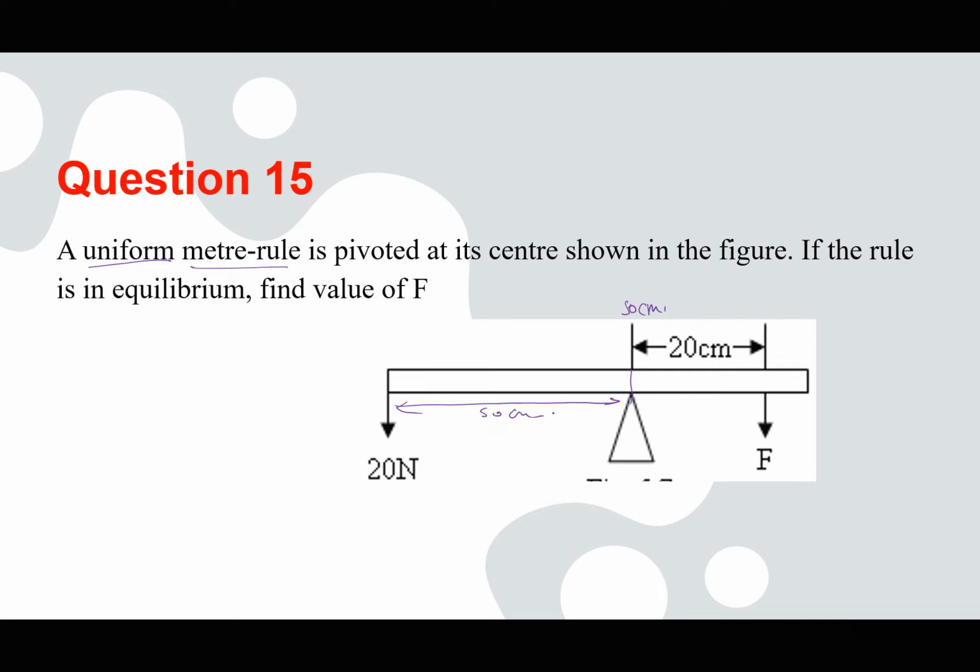So taking moments about the pivot, F is causing clockwise, 20 newtons causing anti-clockwise. So for equilibrium, the sum of clockwise moments, which is F times 20 centimeters, should be equal to the sum of anti-clockwise moments, which is 20 newtons times 50 centimeters. So F is going to be 20 newtons times 50 centimeters divided by 20 centimeters. So F is going to be 50 newtons.